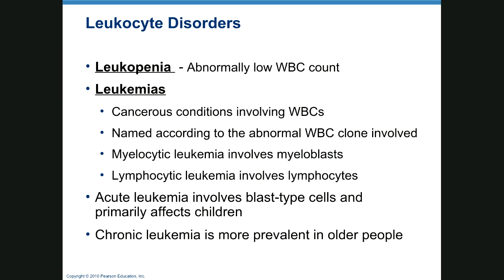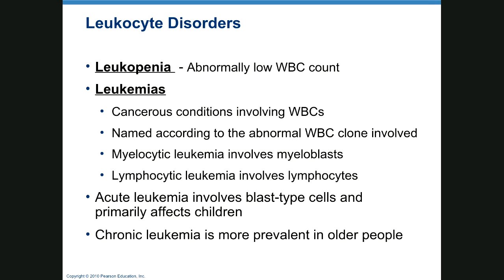Okay, leukocyte disorders. Leukopenia, as already mentioned, is an abnormally low white blood cell count. It's often caused by a viral infection. Leukemias are cancers involving the white blood cells, and they're named according to the abnormal white blood cell clone involved. Myelocytic leukemia involves myeloblasts. Lymphocytic leukemia involves lymphocytes. Acute leukemia is usually associated with children, whereas chronic leukemia is usually associated with older people. Leukemia is a treatable disease, though it could be a death sentence.